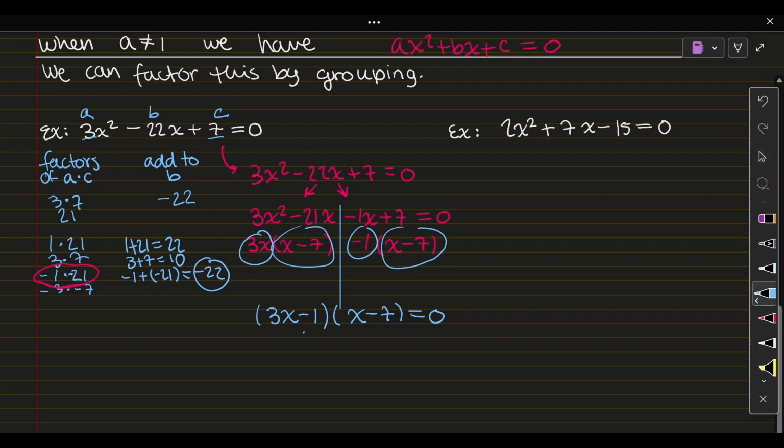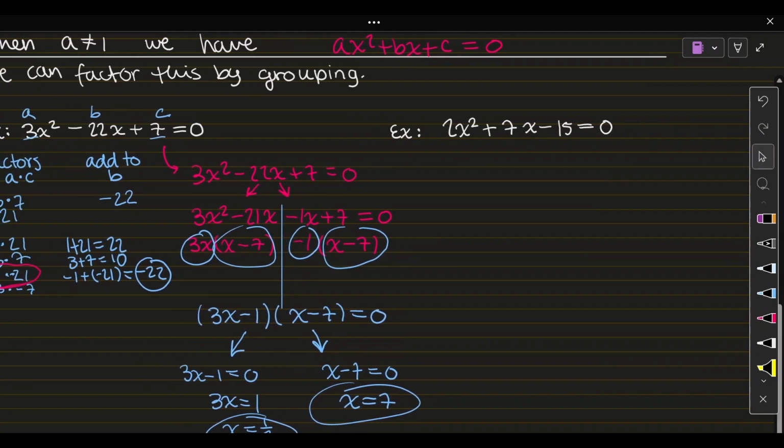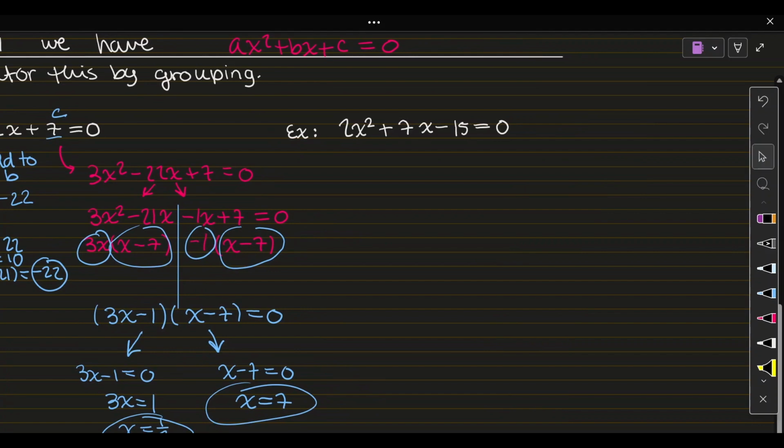Okay, so again, I can set these separately equal to 0 by the zero product property. So I'll have 3x minus 1 equals 0 and x minus 7 equals 0. Adding 1 to both sides, 3x equals 1. Divide both sides by 3, x equals 1/3. Over here, I add 7 to both sides, and I get that x is equal to 7. And these are my two values that satisfy my original quadratic equation. Okay, moving on, we'll do another example of factoring by grouping.